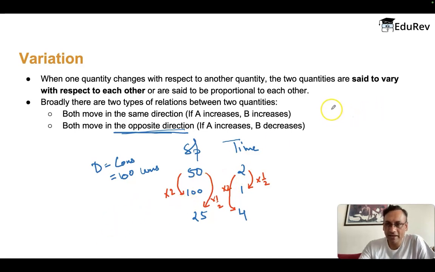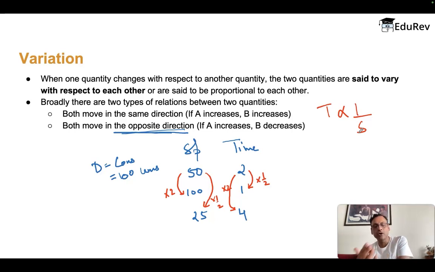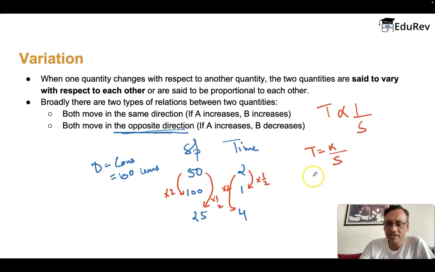So we will say time is inversely proportional to speed. This is how you'll write 1 by s. Okay, time is proportional to 1 by s, and this is how you write an inverse proportion or an inverse variation. Okay, let's put some values to find out this. So I can say again, introduce the constant, t is equal to k upon s, or st is equal to k.